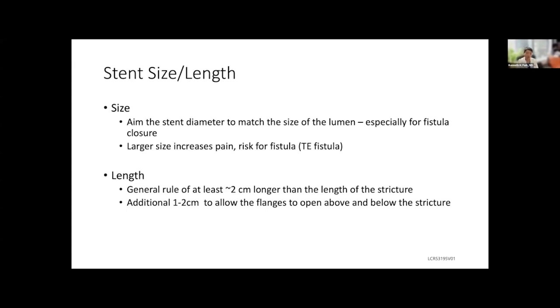In terms of the length, the general rule is you want to have a little bit of wiggle room. So let's say your stricture is around 5 centimeters. You don't want to pull out a 6 centimeter stent because it might be a little too tight. So you probably want to go for maybe an 8 centimeter stent, just to make sure you have enough wiggle room above and below the stent. And plus, you also want some room for the flanges to open both above and below the stricture. So something to think about.